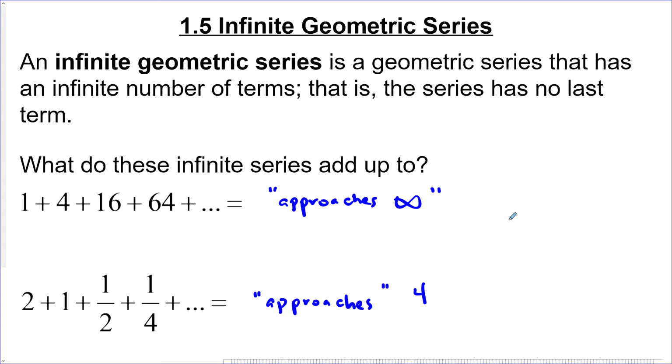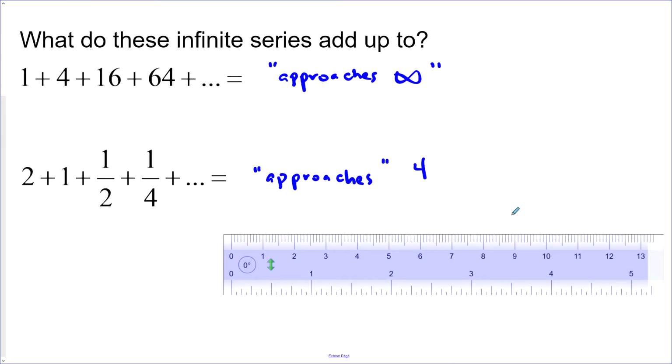Now we can see this visually by looking at a ruler here. If we add 2, so starting from 0 here, and we add 2, so this is how far we are. Then we add half of that, so we add 1, okay? And then we add half of that again, so a half. Then we add half of that, so a quarter. Then we add half of that, so an eighth. Then we add half of that, so a 16th. Then we add half of that, and so on. And we just keep getting halves and halves, and we get closer and closer to this value of 4.